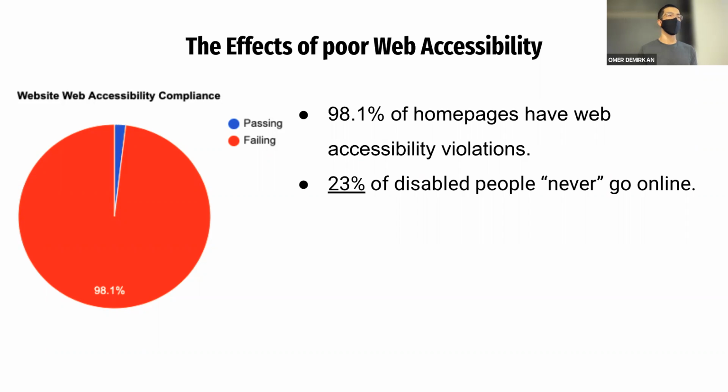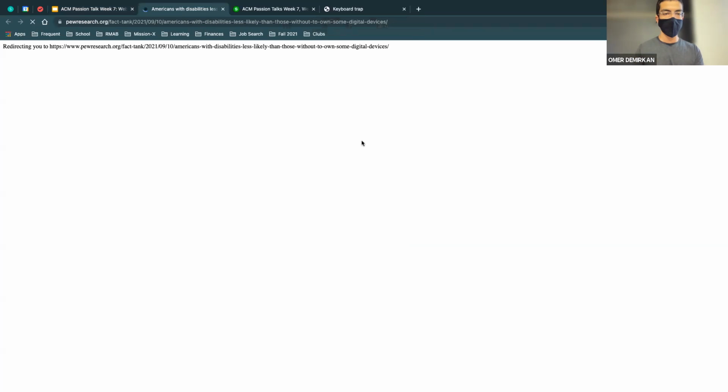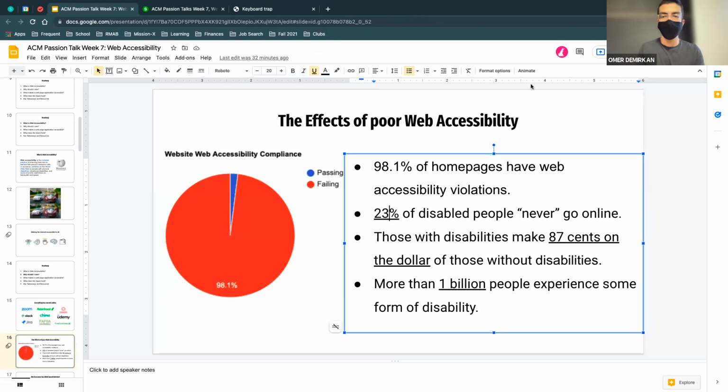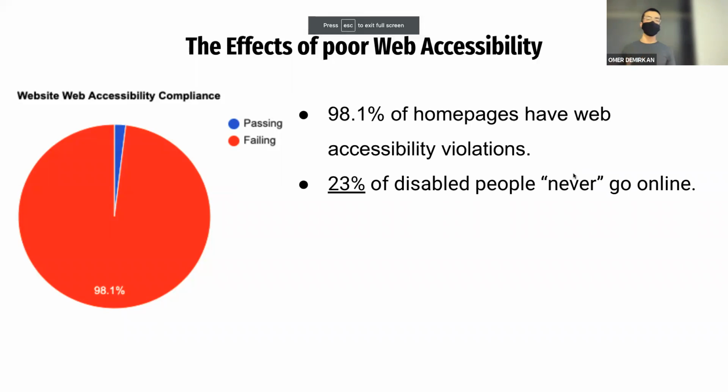Unfortunately, it's very predictable. This is a statistic that really breaks my heart. 23% of disabled people never go online. And you might be thinking, well, when is this data collected, right? Let me check actually. This is September 10th, 2021 from the Pew Research Center. So this is 2 months ago, right? This isn't something that's really old. A very, very large portion of the disabled population have just decided, because of web accessibility issues, to just not use the internet.